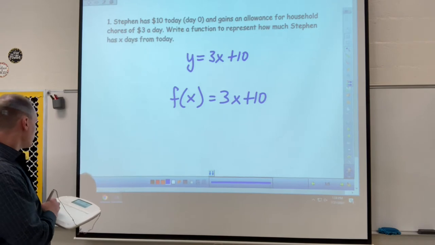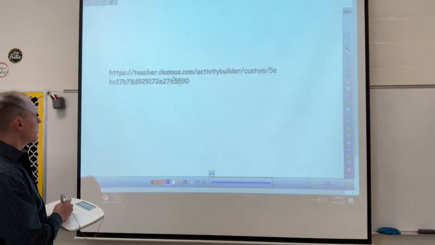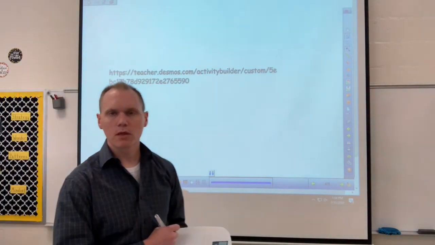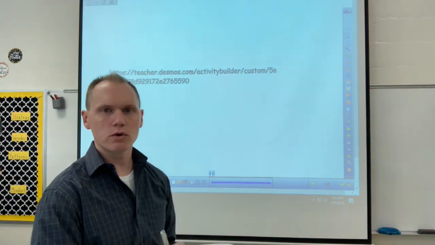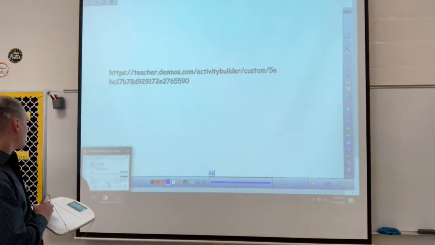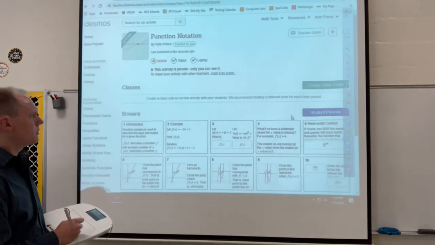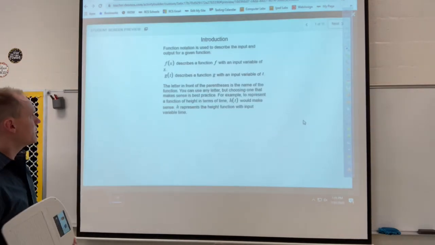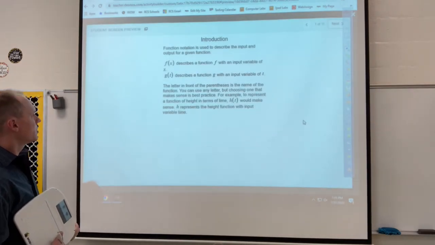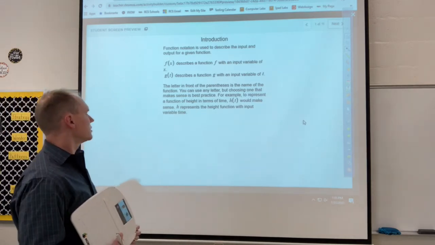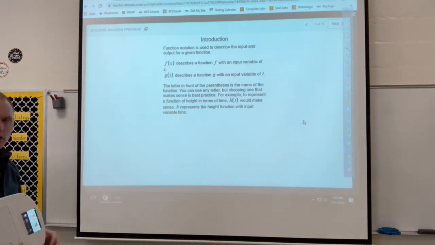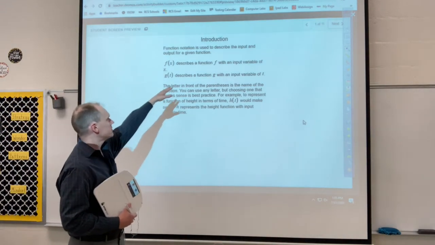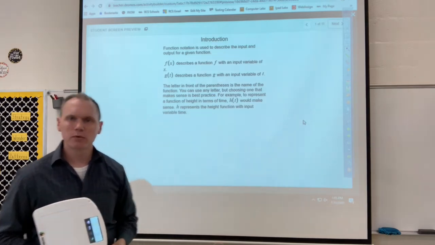So I've got an activity, this Desmos activity for us. So I'll link that in the YouTube description or in the PlayPosit. But I'm going to go through it now, so you can kind of go through it with me if you'd like. So function notation is used to describe the input and output for a given function. So f of x describes the function f with an input variable of x. We kind of already talked about that, right? Another example might be g of t. G of t describes the function g with an input variable of t.